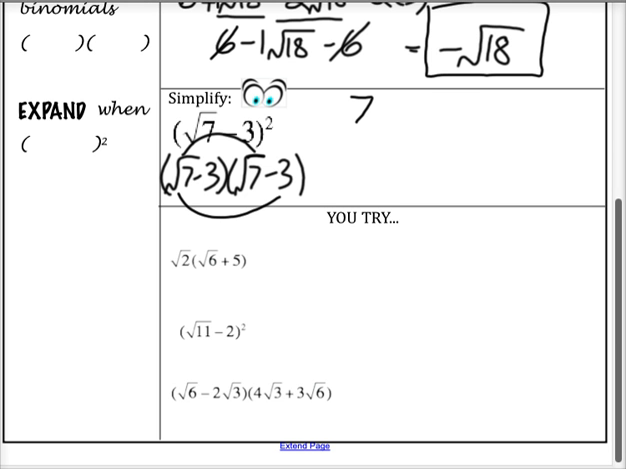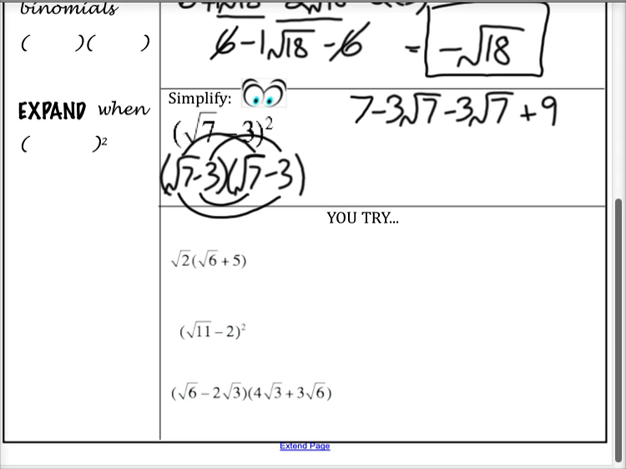A radical times itself gives you back the number that was inside. Outside, the 3 is outside the square root and 7 is inside, so those don't combine. Negative 3 times square root of 7. Again, the negative 3 is on the outside and the 7 is on the inside, so they don't combine. Negative 3 times negative 3 is a plus 9.